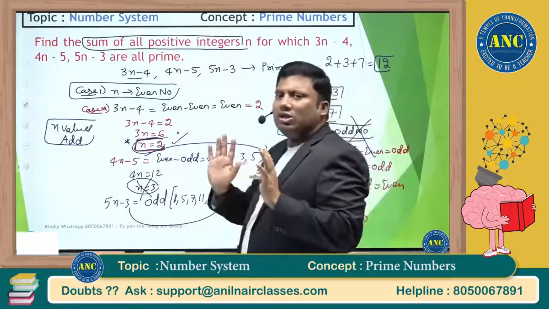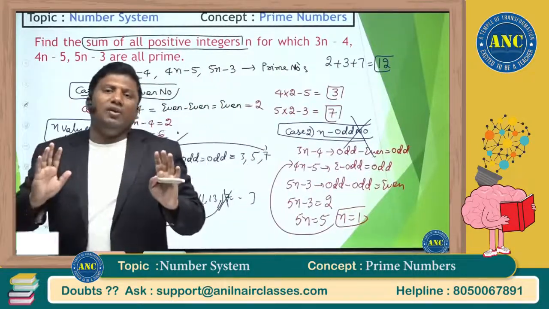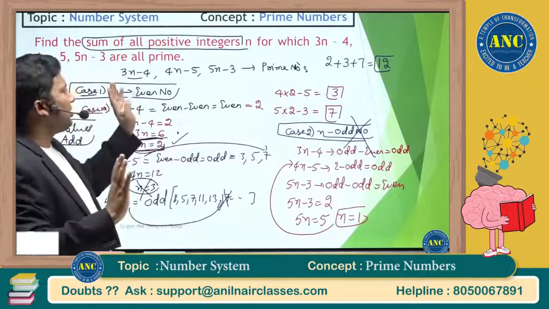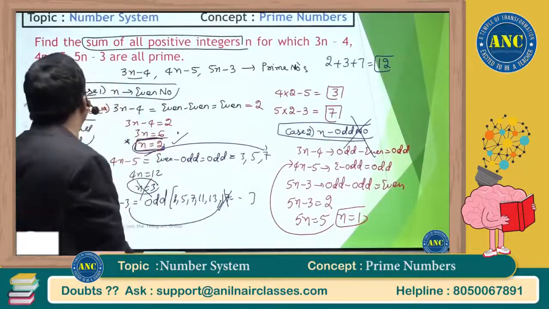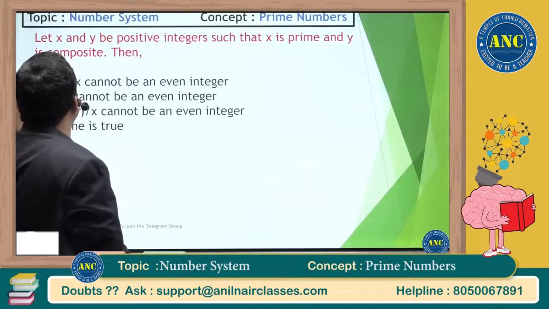Nothing you have to do in this question except put n value as an even number and an odd number, such that this triplet should be prime numbers. Next one.